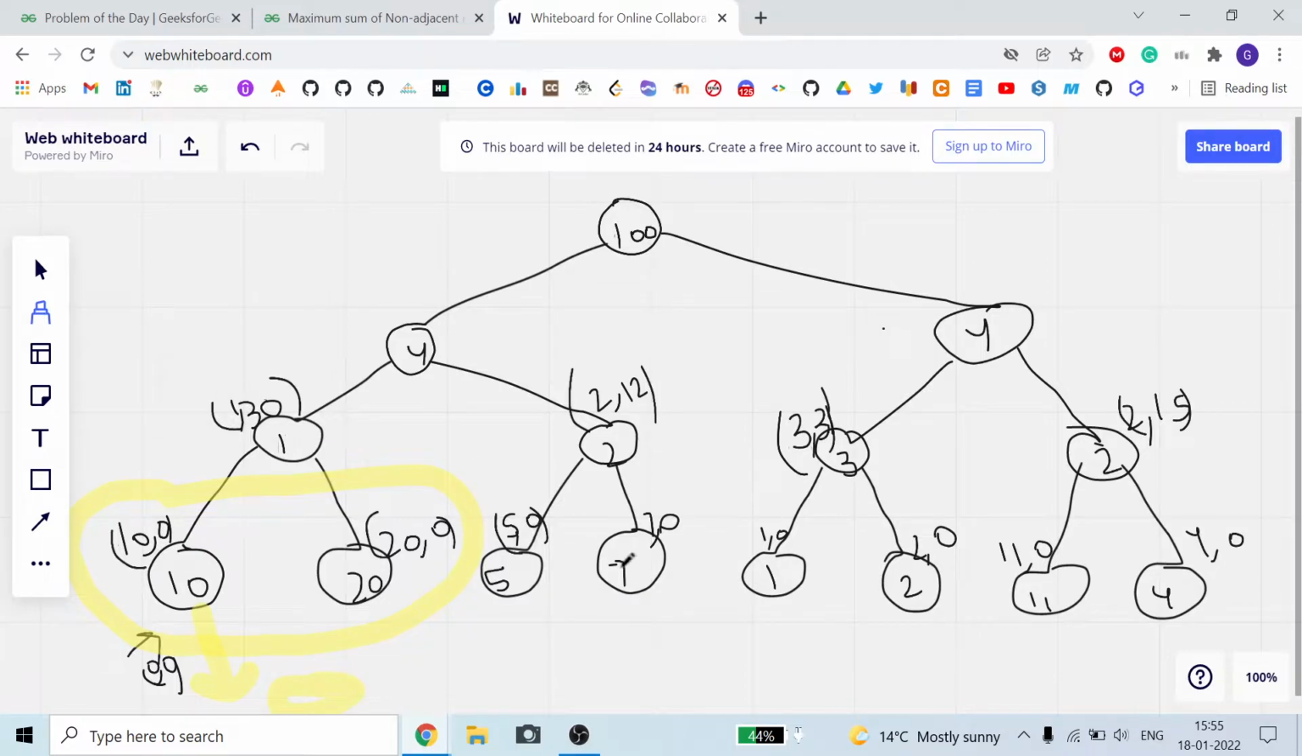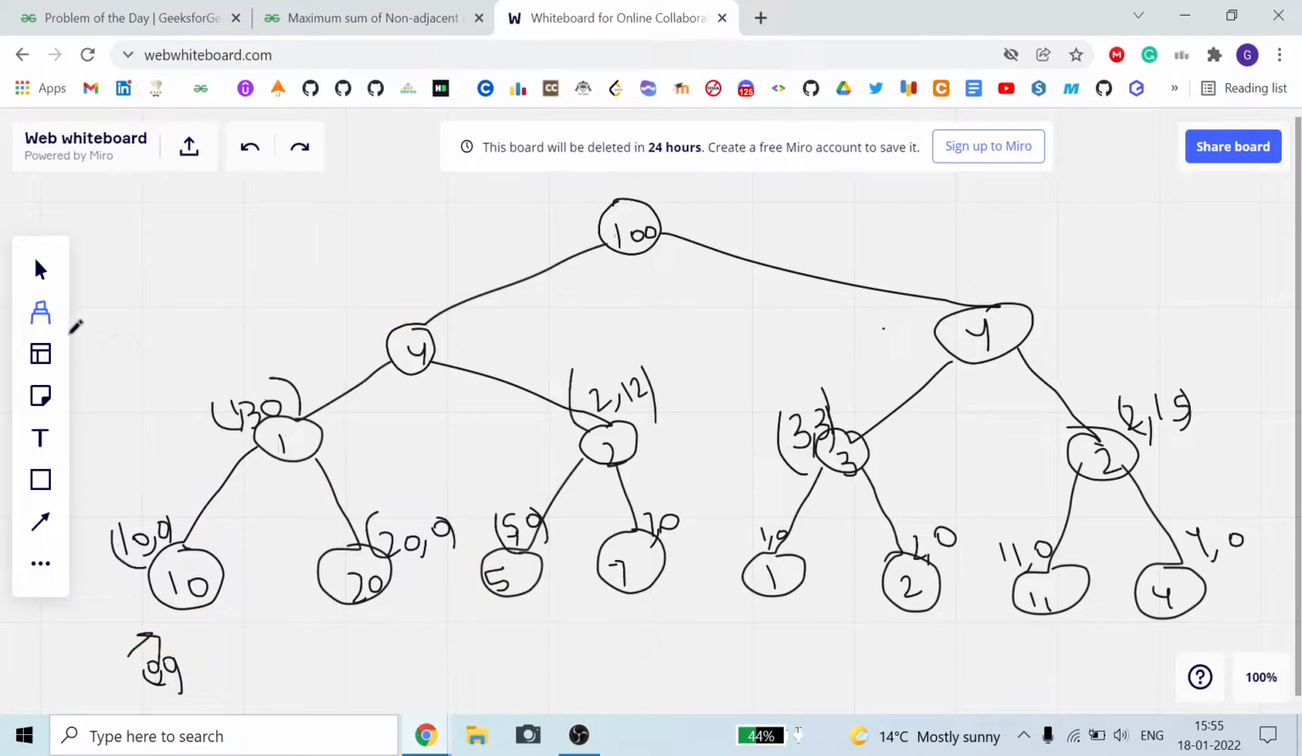We return 5 comma 0, 7 comma 0, and here 2 comma 7 and 5, 12. Same with here: 1, 2 and 1, and 2, 3, and the sum of this is equal to 3. 11 and 4, 11 and 4, 15 and 2. Now the main function will happen for this node.